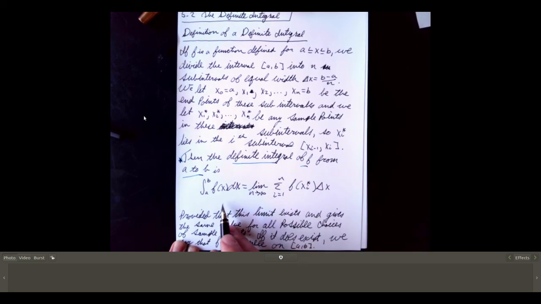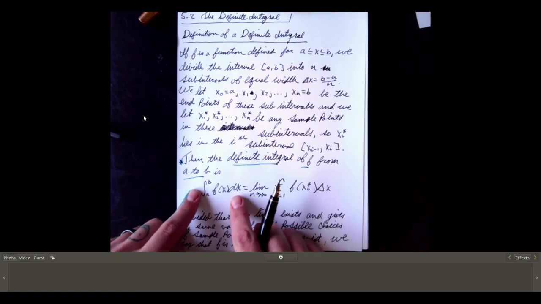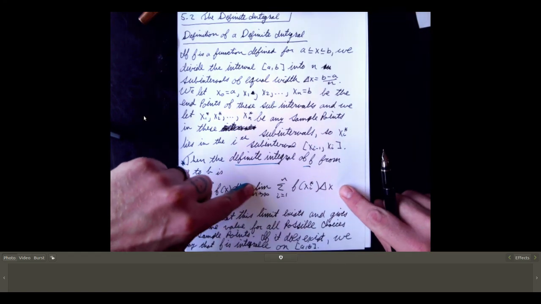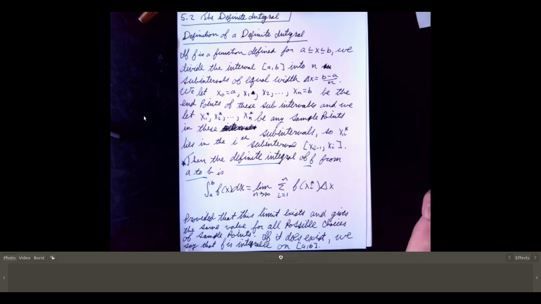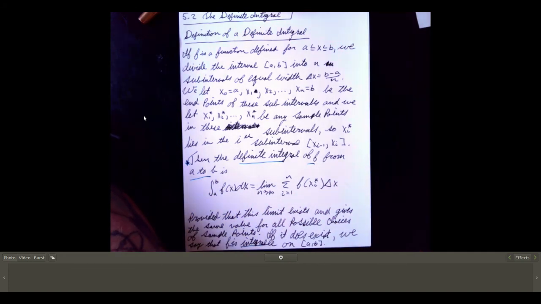This definition is just introducing this notation. The integral of this function dx is equal to the limit as n goes to infinity of the sum from i to n of f of xi star delta x. So we're really introducing this notation for what we were talking about last time, provided that this limit exists and gives the same value for all possible choices of sample points. If it does exist, we say that f is integrable. So let me get a new piece of paper and we'll dissect this a little bit.